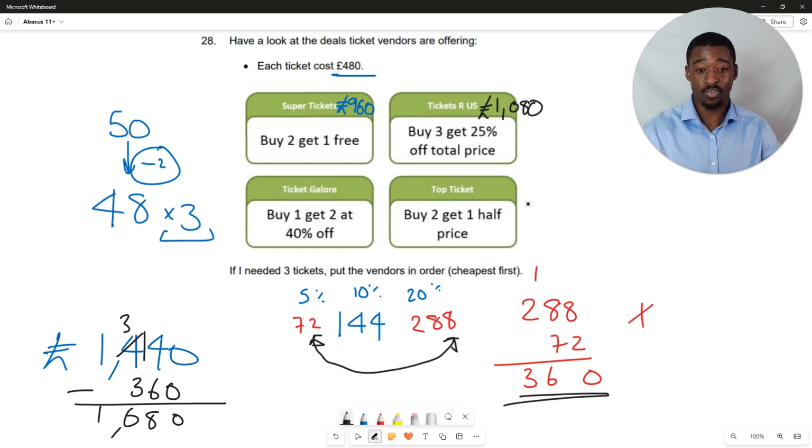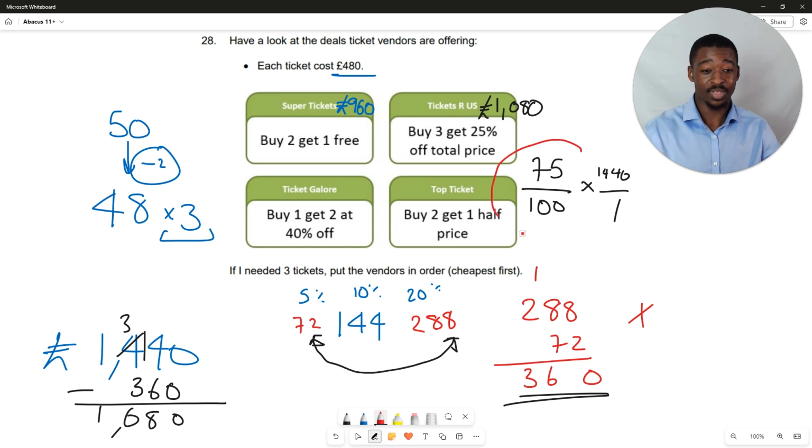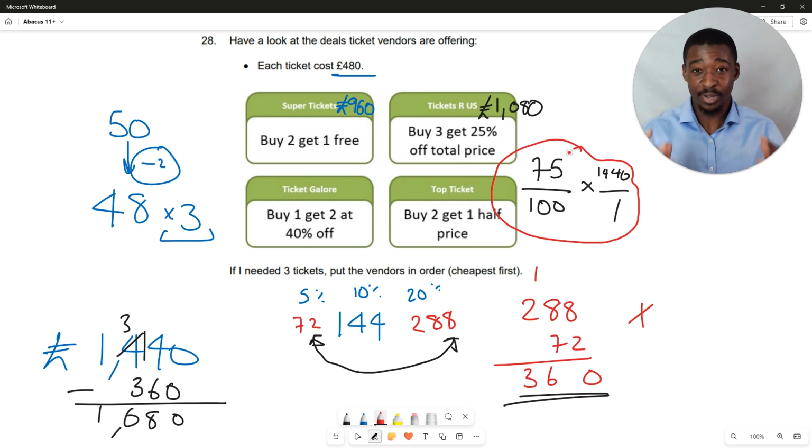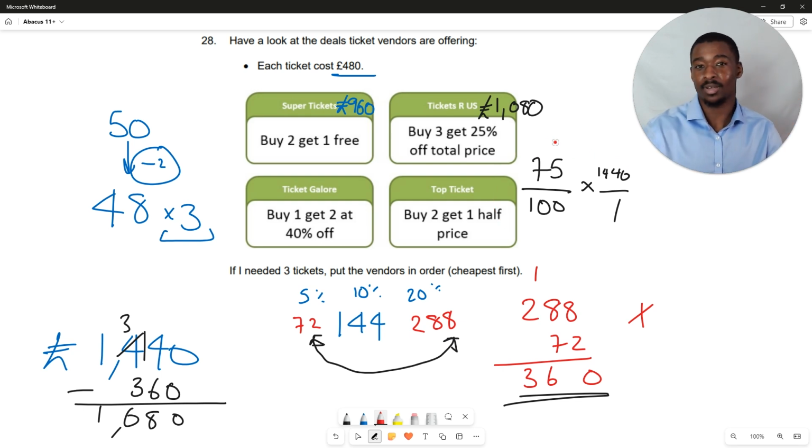And of course, another way we could have worked this out is instead of working out 25% and taking that off the total price, we could have simply worked out 75% of the total price from the very beginning. And in fact, in this particular case, it might have even been quicker to do it that way. But either way, it's good practice to know various methods to work out the same kind of question. So let's now move on to ticket galore.